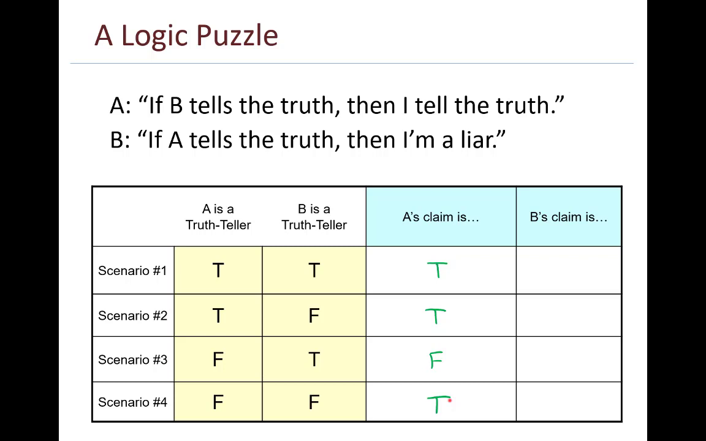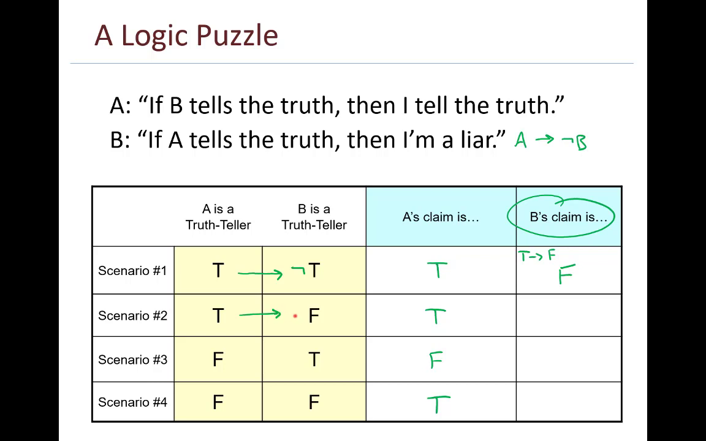At this point, let's analyze B's claim. So B says, if A tells the truth, then I am a liar. So basically something like, let's see in shorthand, A implies not B. So, looking down at their character, truth implies not truth. So true implies false. True implies false. Is that true or false? That is the counterexample with the true hypothesis and the false conclusion. So that is the false statement there.